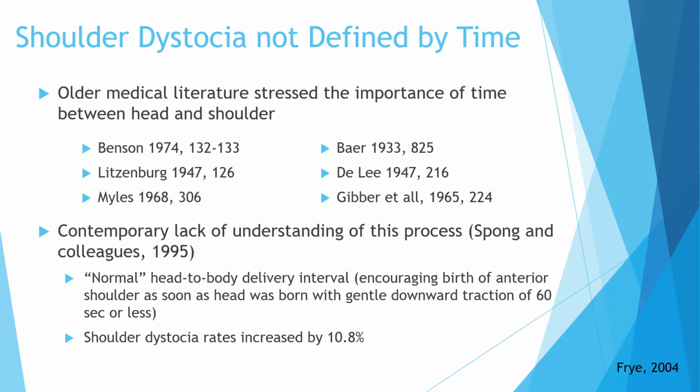Shoulder dystocia is not defined by time. Older medical literature used to stress the importance of time. I know in a hospital setting, we have to be very careful of noting the time of delivery of the head and time of delivery of the shoulder, more for litigation purposes, not so much for outcomes. Is that the way we define it?